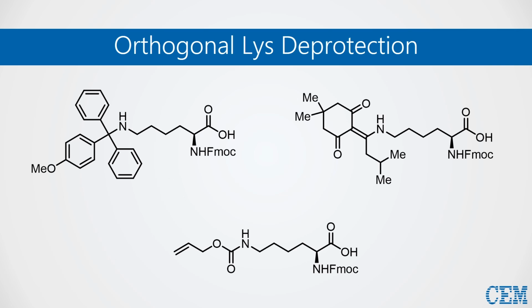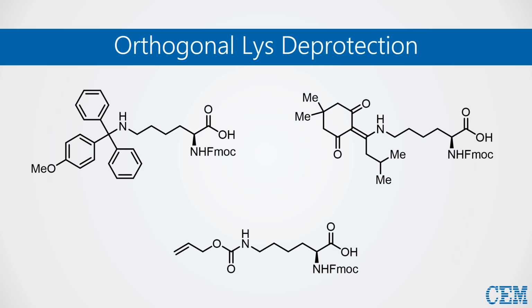We are going to move on now and discuss the automated orthogonal lysine deprotection and functionalization. Peptidyl side chain functionalizations such as bioconjugation, tagging, and branching are impactful and essential synthetic tools. While many amino acids can be functionalized, lysine has received particular attention.